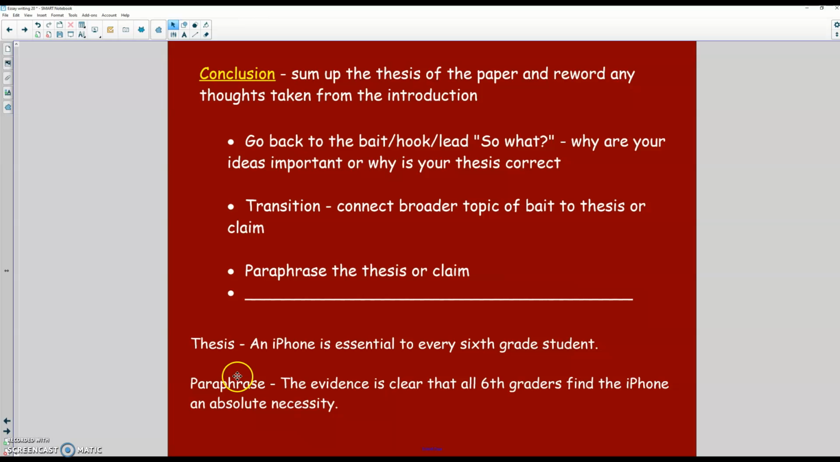And in the conclusion, I would paraphrase that thesis by saying, the evidence is clear that all 6th graders find the iPhone an absolute necessity. And I'm using strong language here. The evidence is clear. I'm not suggesting that it's clear, I'm stating that it's clear. And I'm also using this phrase, absolute necessity, not just the word necessity, but an absolute necessity. So I'm using strong, convincing language that the case I made about the iPhone is correct.